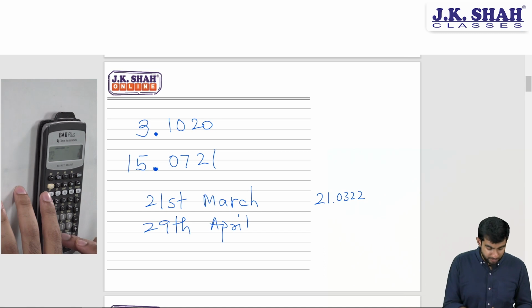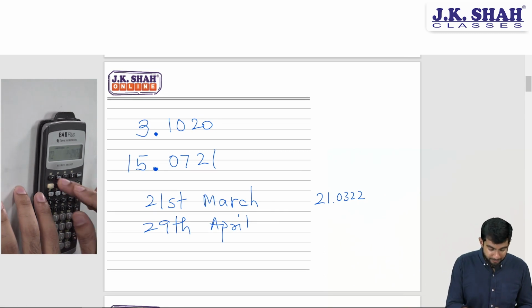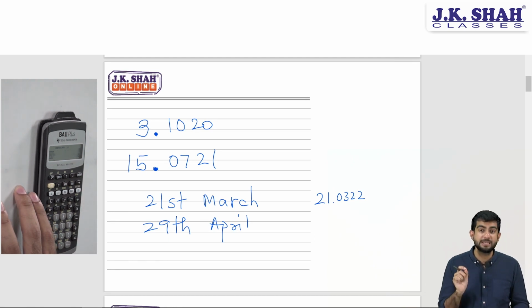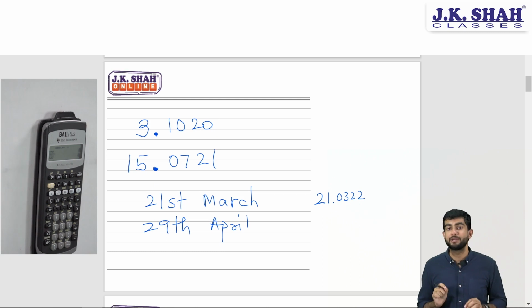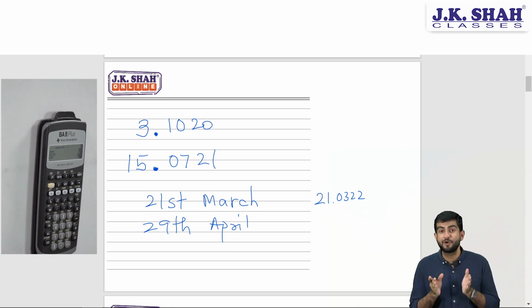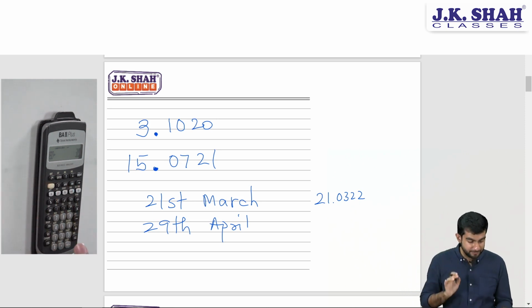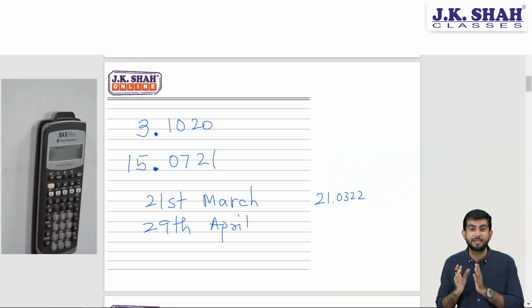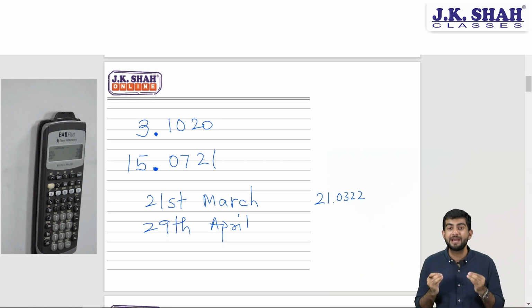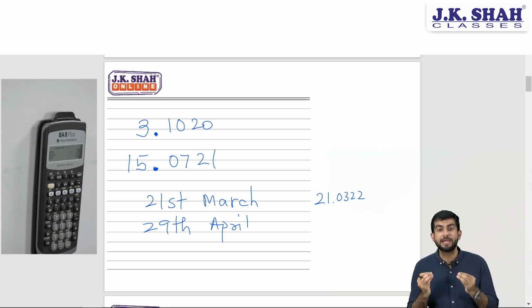So input 29.0422. Press the enter key. Press down arrow. DBD is what is appearing on your calculator screens. Now DBD stands for days between dates. Press CPT button. 39 is what you are getting. So there are 39 days in between the two dates, 21st March and 29th April.